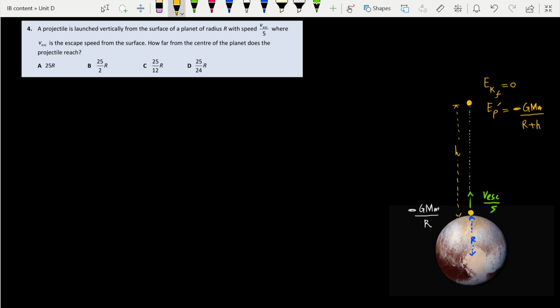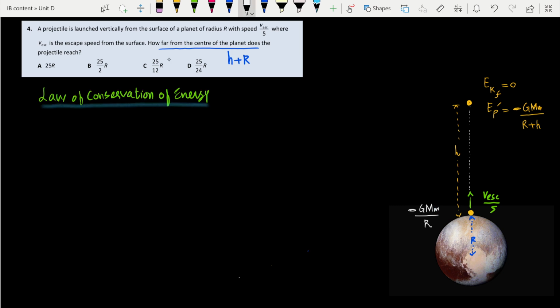So you have seen the kinetic energy has converted into the potential energy. In this question you have to find out how far from the center, which means you have to find h plus R, not only the height but also add the distance R to it. Okay, so let's start. You can apply the law of conservation of energy, because energy is converting from one form to another between the two points.